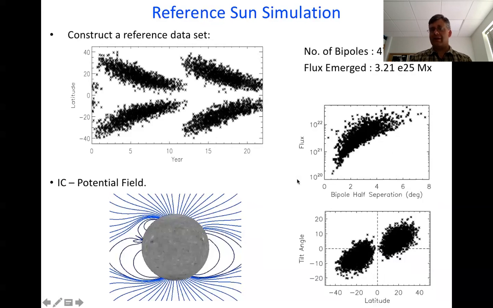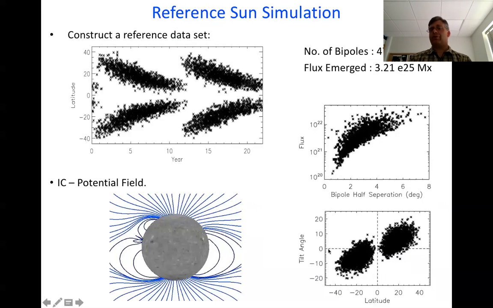If we consider the range of fluxes within the bipoles, the graph at the top on the right-hand side gives us the flux versus the bipole half separation. And what we find here is that the smallest bipoles emerged are on the order of 10 to the 20 Maxwells, ranging up to about 5 times 10 to the 22 Maxwells for the largest bipoles. So we've got 2.5 orders of magnitude variation in the bipole size.